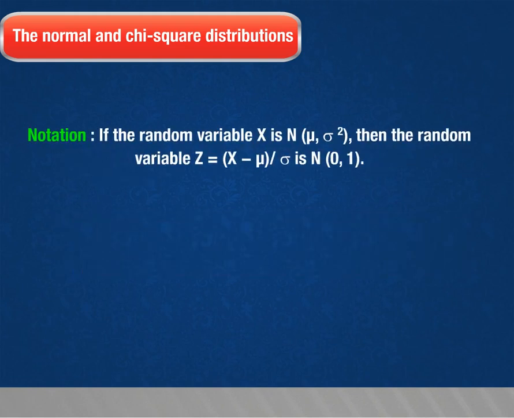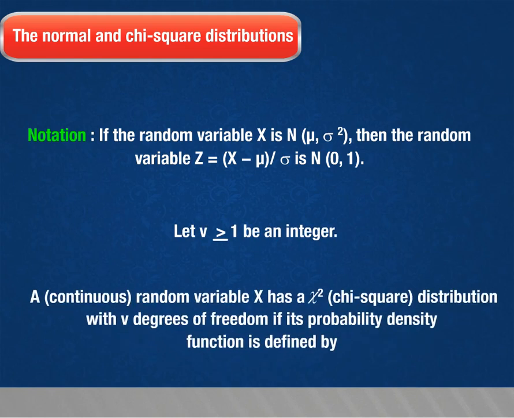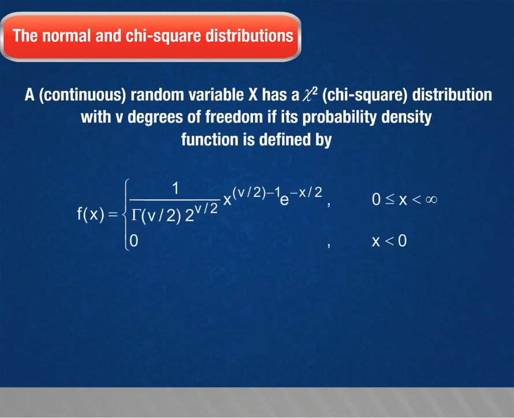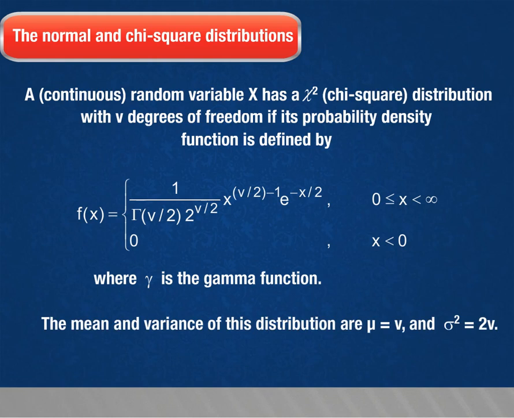Notation: if the random variable X is N(mu, sigma square), then the random variable Z is equal to (X minus mu) divided by sigma is N(0, 1). Let nu be an integer greater than or equal to 1. A continuous random variable X has a chi-square distribution with nu degrees of freedom if its probability density function is defined by f(x) is equal to 1 divided by gamma of nu by 2 into 2 power nu by 2, into x power nu by 2 minus 1 into e power minus x by 2, where 0 is less than or equal to x less than infinity, and 0 for x less than 0. Where gamma is a gamma function. The mean and variance of this distribution are mu is equal to nu and sigma squared is equal to 2 nu.